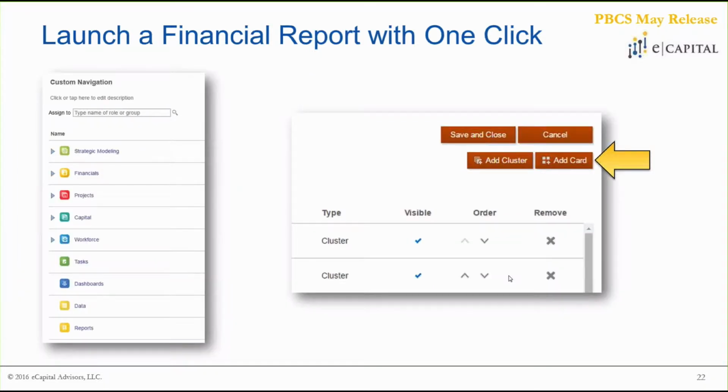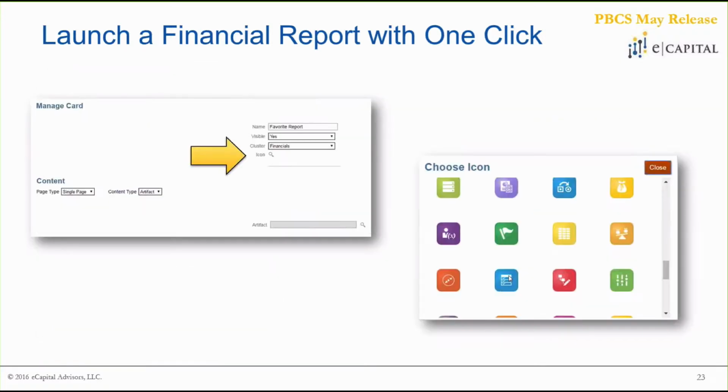So once I'm in here, I can then kind of navigate throughout the custom navigation. So in this case, I just created a new navigation called custom. I can start moving things around, making them visible, moving them up and down, removing them. But in this case, because I want to enable the financial report with one-click functionality, I'm going to go ahead and click Add Card. And this is going to bring up a menu with some selectable items here.